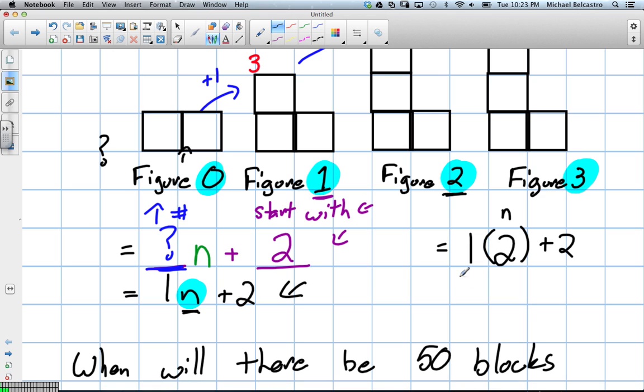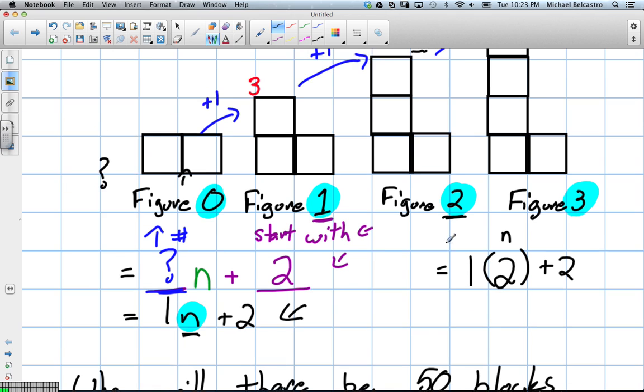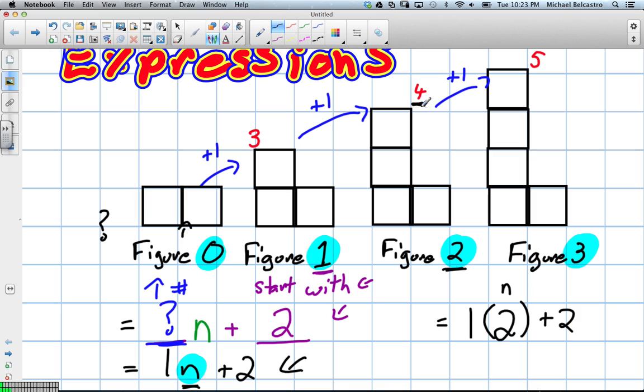2 times... Don't you replace it with 4? No, because 4 is the total. We're checking to see if there's 4. Oh. This is figure 2, though. So n stands for what figure number we are. So I replace the n with figure 2.